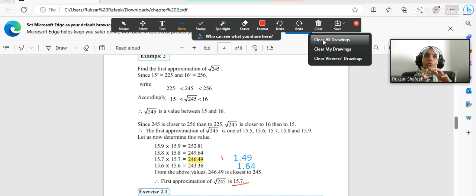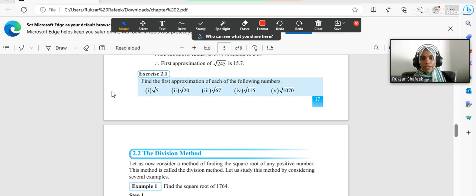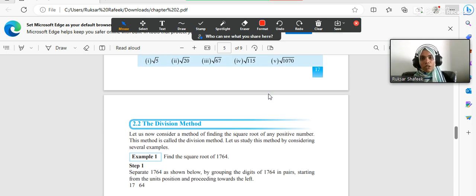Though this is not really tested in your examination, there can be one question in the one or two mark questions where they tell you to use either the division method or the first approximation, or they can give you a choice, either way you can figure out the answer. Anything is fine. So just to give you an understanding, this is how first approximation is done. And we have a few questions under Exercise 2.1 where they're asking you to find the first approximation. So maybe you can work that out. And if there are any questions, you can definitely email them to me and I'll help you out with it.